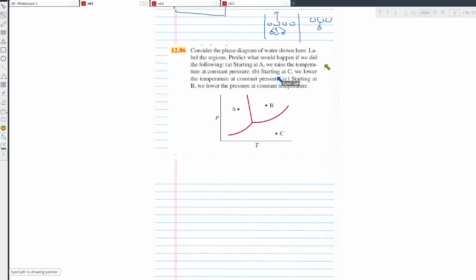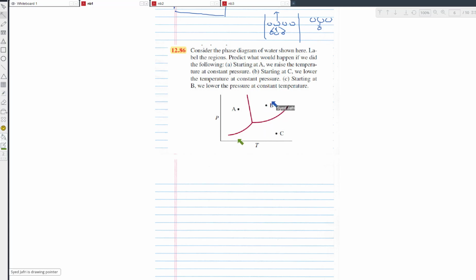Okay, 1 minute. Predict what would happen if we did the following. Starting at C, we lower the temperature at constant pressure. Now starting at B, we lower the pressure at constant temperature. You are not changing the temperature, lowering the pressure. So where are you going to move from B? Down. You are going to move down, so you will reach the line.